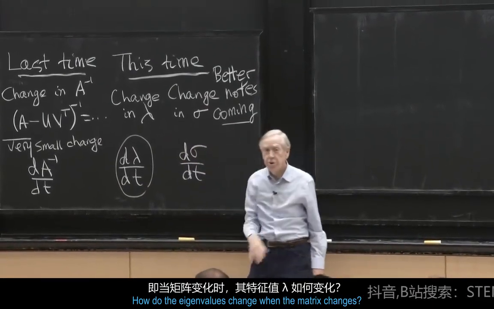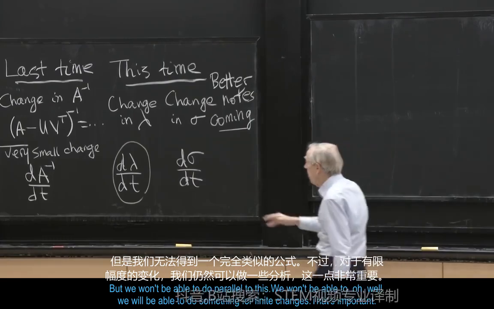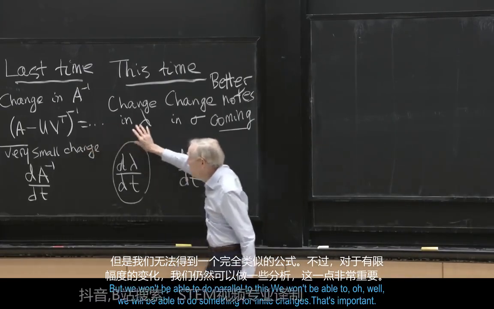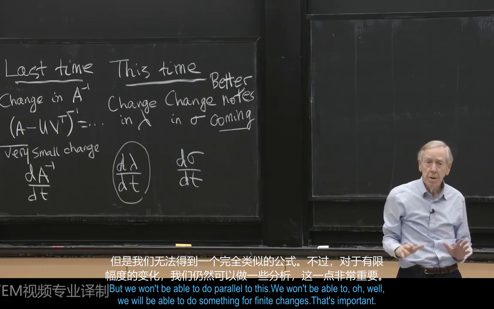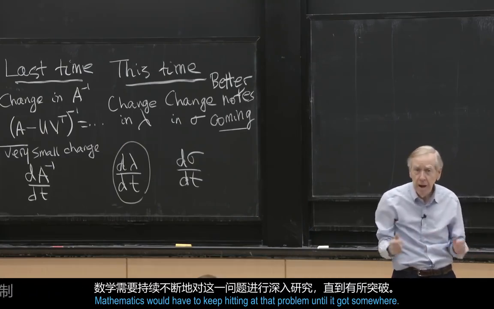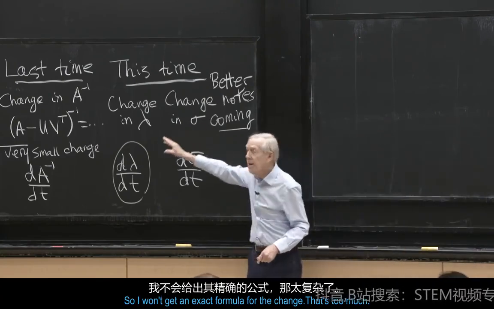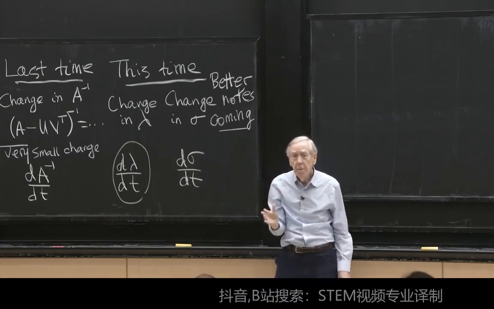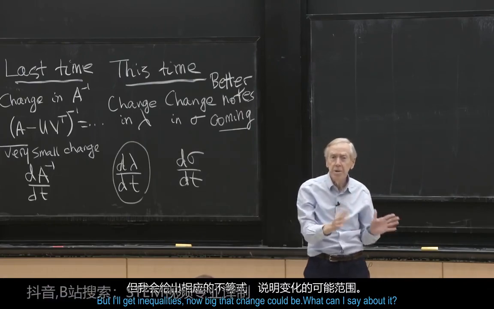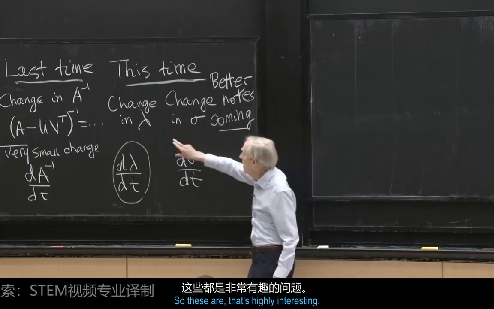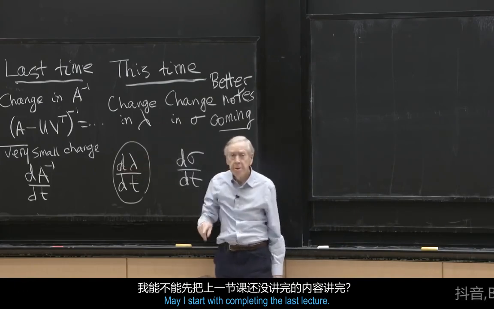How do the eigenvalues change when the matrix changes? But we won't be able to do something parallel to this for finite changes. That's important. Mathematics would have to keep hitting at that problem until it got somewhere. So I won't get an exact formula for the change. That's too much. But I'll get inequalities, how big that change could be. What can I say about it? That's highly interesting. May I start with completing the last lecture?